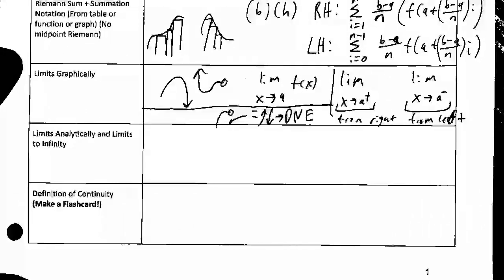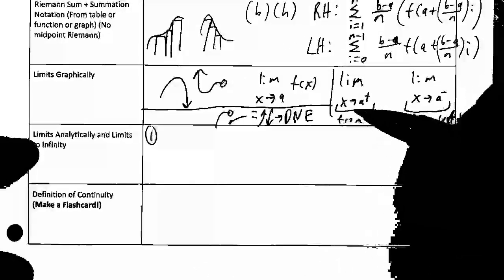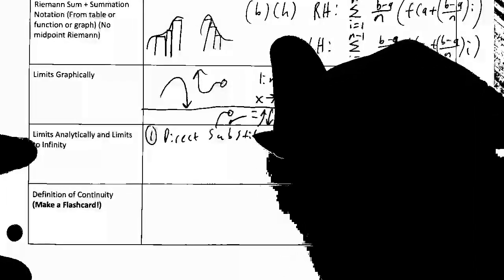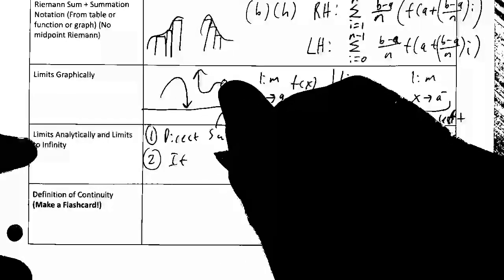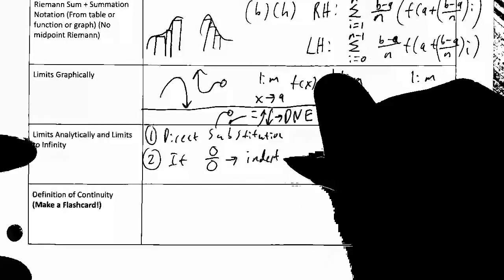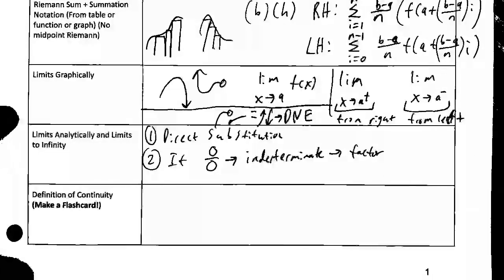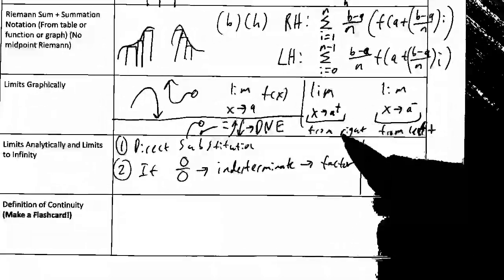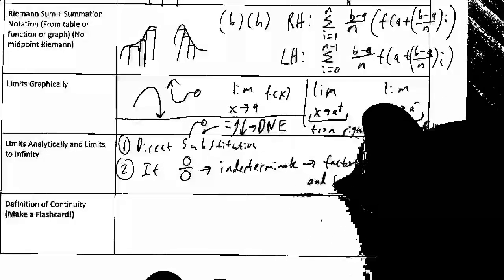Okay. Limits analytically and limits to infinity. There are really two steps. The easiest way to solve limits analytically is called direct substitution. That's when you just put it right in. And that's easy. Two is if you get 0 over 0, what's that called? It's called indeterminate. In that case, what do you do? You factor. Okay? For limits to infinity, what do you mean factor? We'll do an example problem. Factor and simplify, I think, is better.